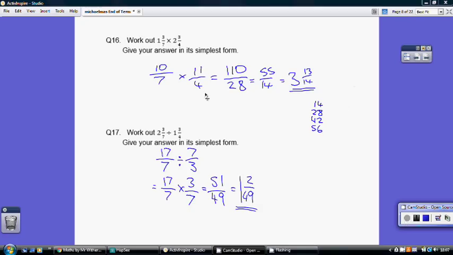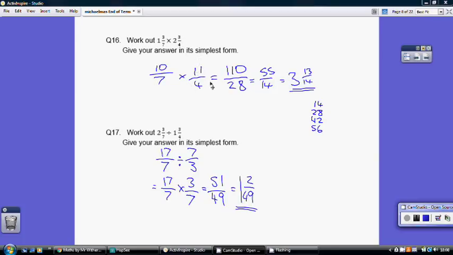Question 16. So before we do any operation when we've got mixed numbers, step 1, whether we're multiplying, dividing, adding or subtracting, should always be to change your mixed numbers into improper top-heavy fractions. So let's just start off by doing that. So 1 and 3/7 is 10/7. 1 7 is 7 and 3 is 10. And 2 and 3/4 is 11/4. 2 4s are 8, and add the 3.